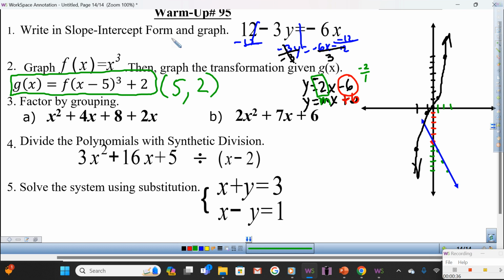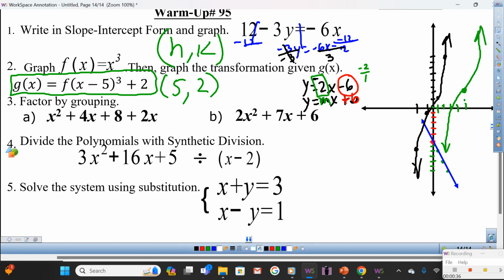And where do we get that from? H and K. What is H? 5. What is K? 2. So instead of being at 0, 0, we move it to 1, 2, 3, 4, 5, 2 up. So this whole thing with all its points is going to move over here. Hands if you got something like that. All right, good.